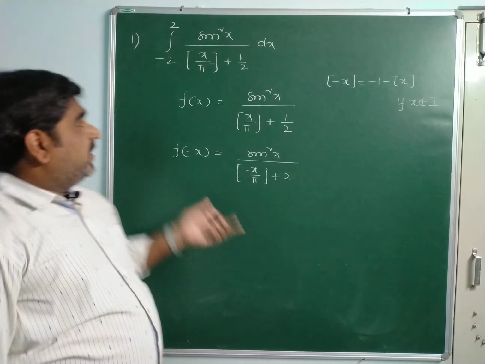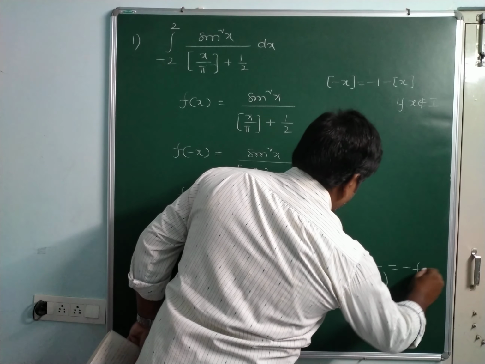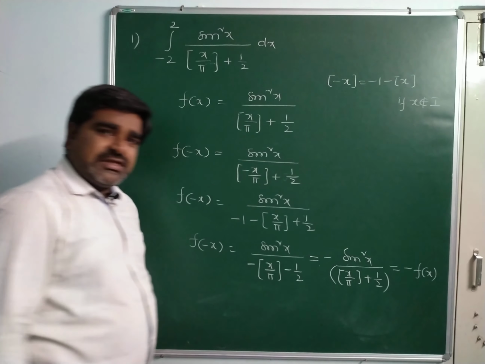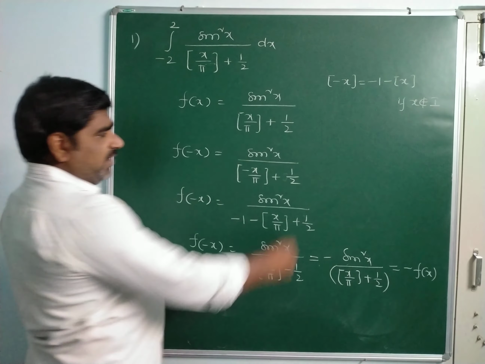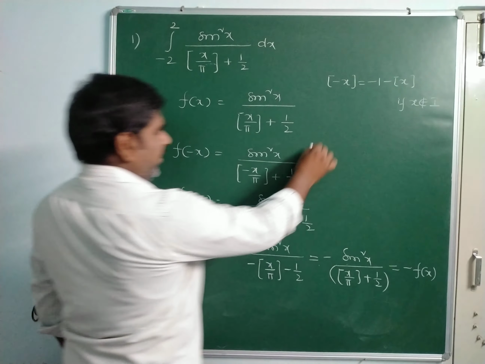So what do you get? Minus sine square x by step of x by pi plus 1 by 2. So this is nothing but minus f of x. So finally, what do you get? f of minus x is equal to minus f of x.